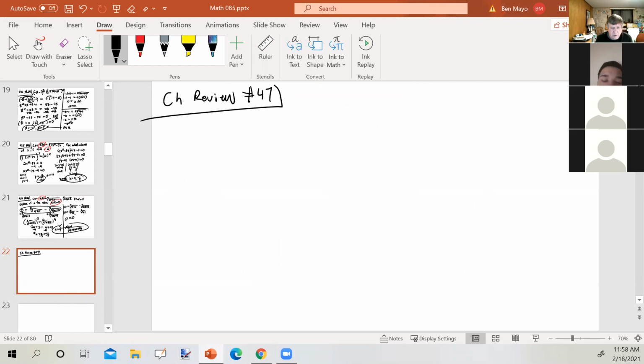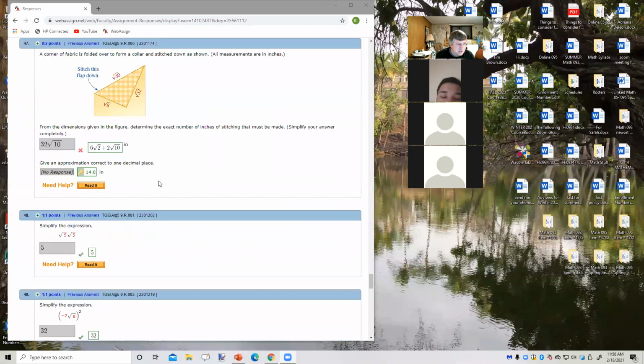And let's see here. I think I'm going to share what this one looks like so you get the idea. So number 47, it says a corner of fabric is folded over to form a collar and stitched down as shown. All measurements are in inches. From the dimensions given in the figure, determine the exact number of inches of stitching that will be made. Simplify your answer completely, and then give an approximation correct to 1 decimal place.